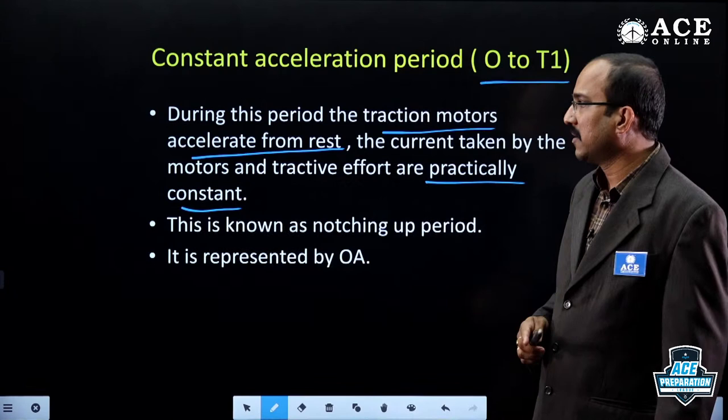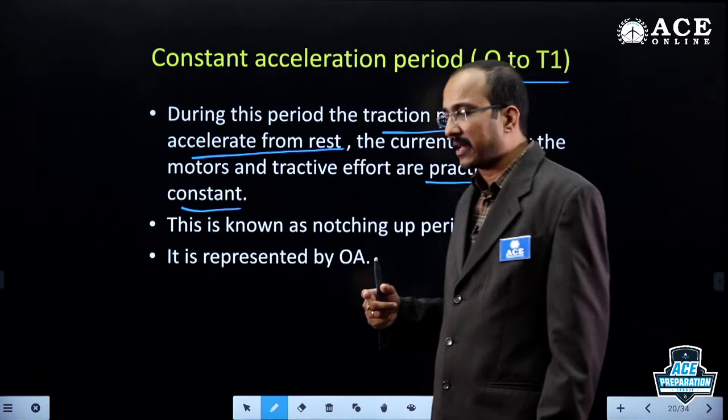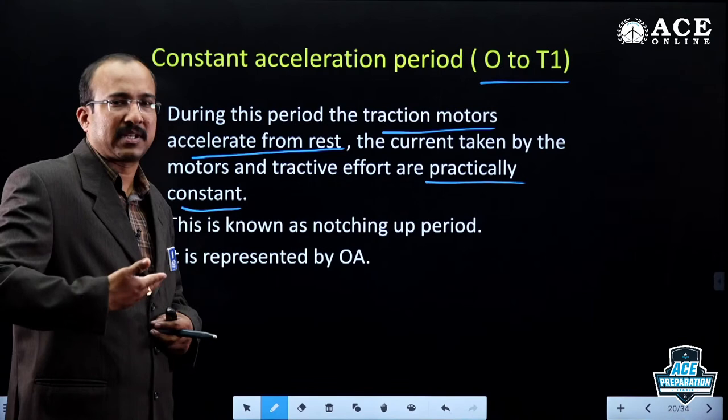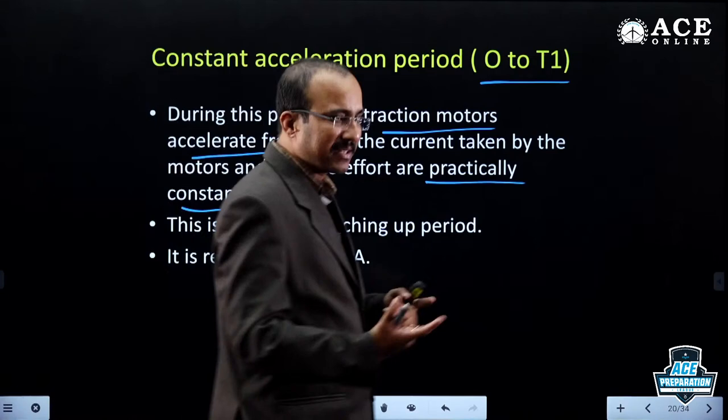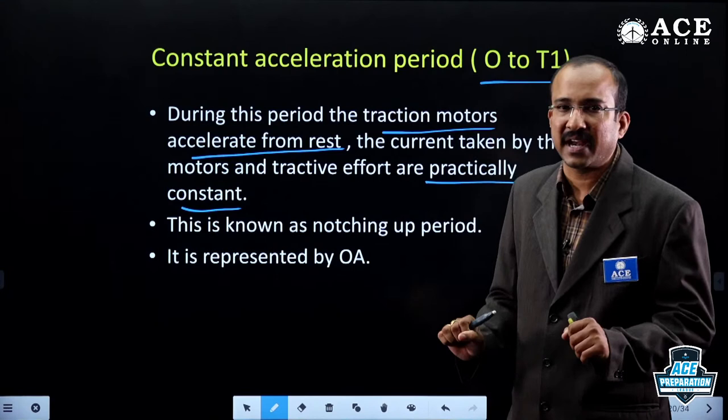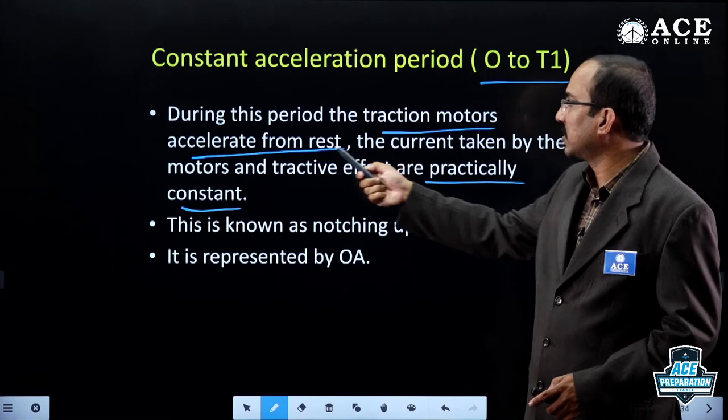Okay, during this period, the current taken by the motors and tractive effort will be practically constant. So we are trying to start the vehicle and we are running it. Initially, constant acceleration is required. Whenever we are driving a bike also, initially we are in rest position. Now we are starting, so we will accelerate our vehicle. During this period, the traction motors accelerate from rest, that is the constant acceleration period.